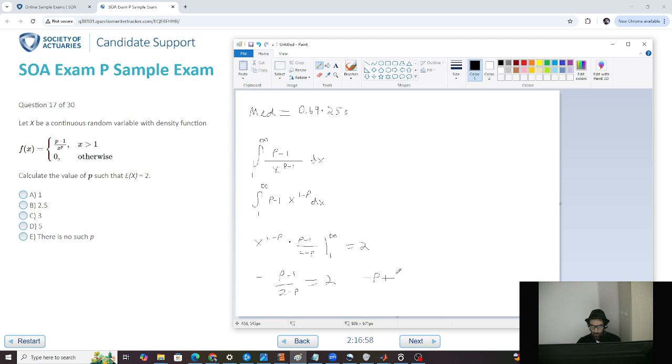Negative p plus 1 equals 4 minus 2p. Add 2p to both sides. Subtract 1. Yeah, I'm getting p equals 3.